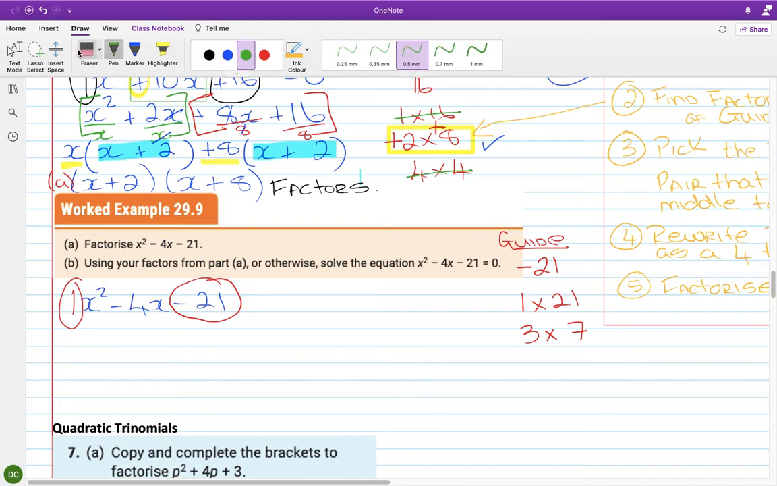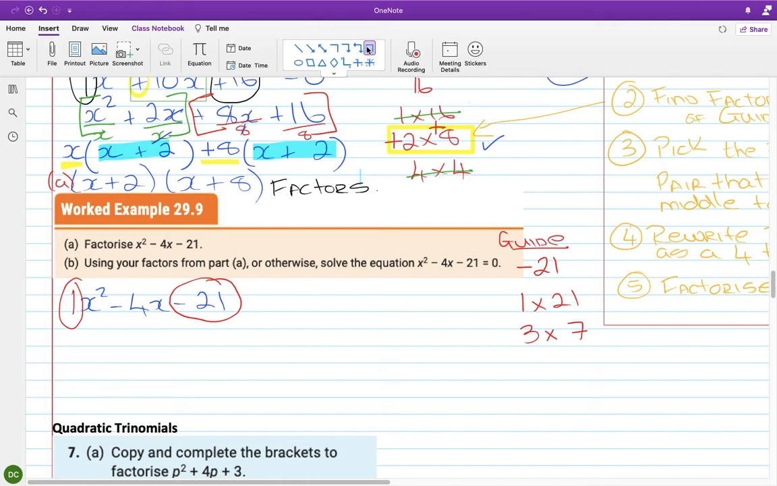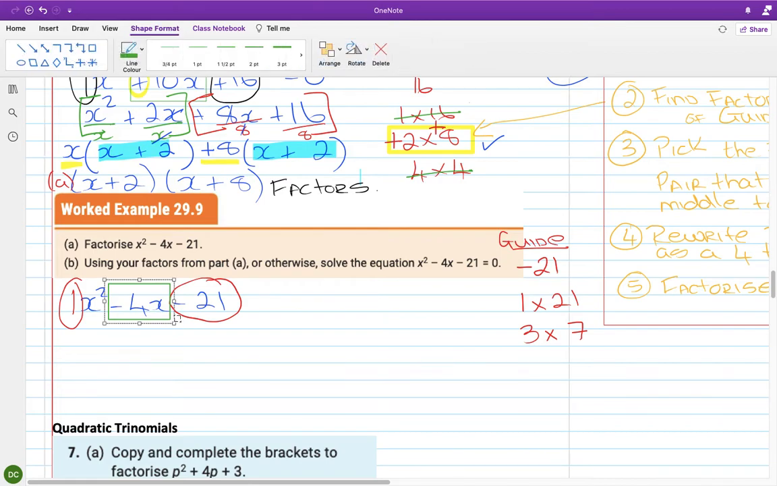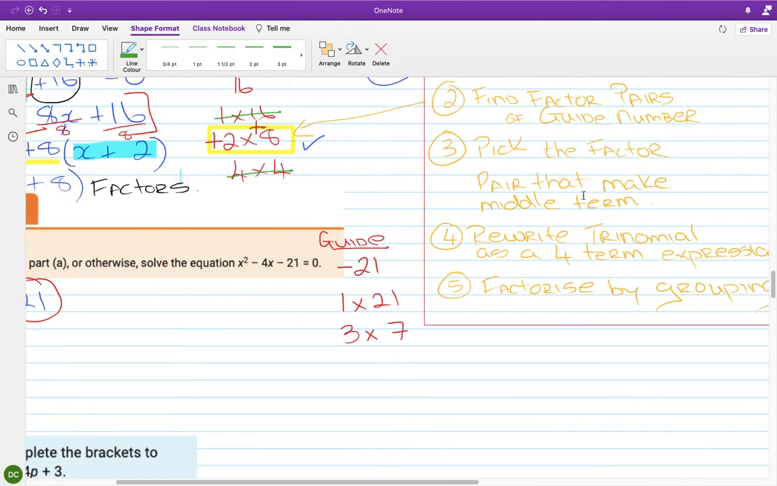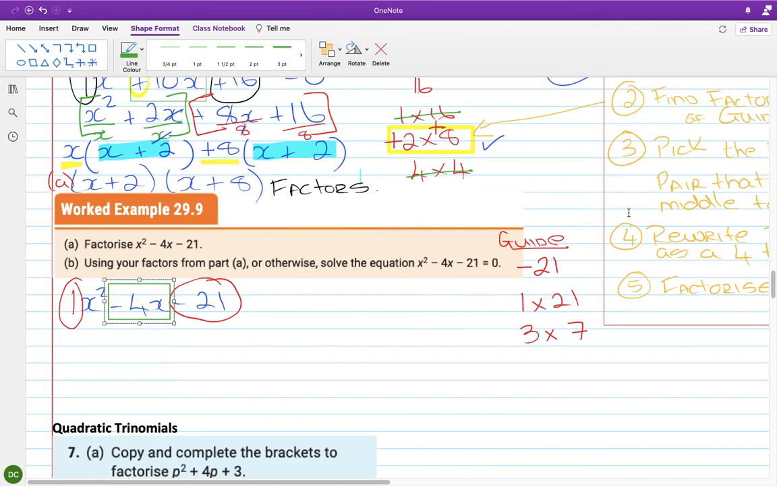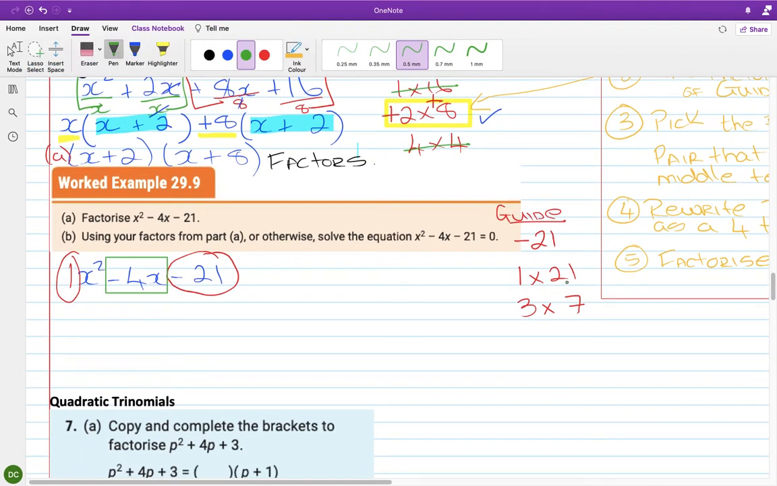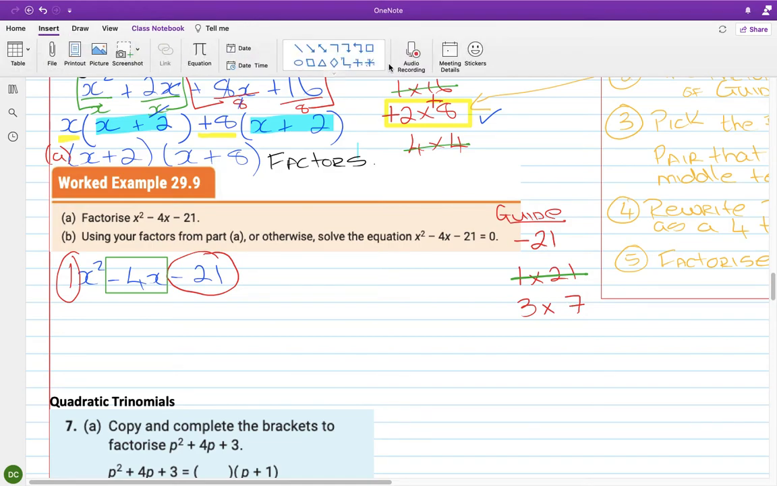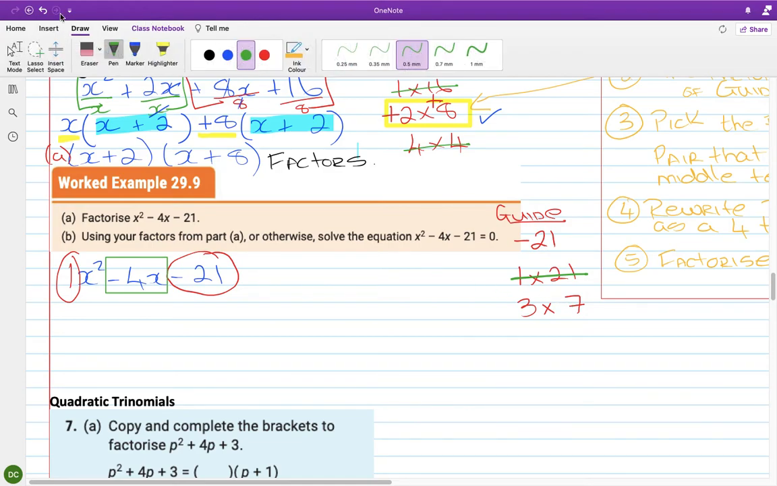Okay, so now we're on to step 3, where we're going to pick the factor pair that makes the middle term. Okay, so I only have 2. So I have 1 and 21. If I add them, I get 22. And if I subtract them, I get 20. So neither of them are minus 4. So that's not going to work. Now, I have 3 and 7. If I add them, I get 10. If I subtract them, I get 4. Okay, so this will work.